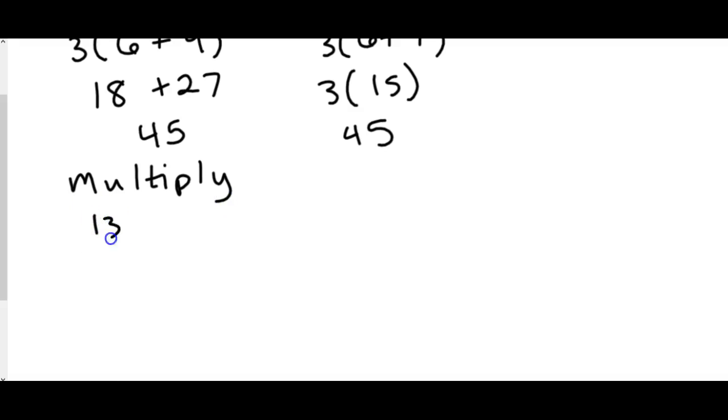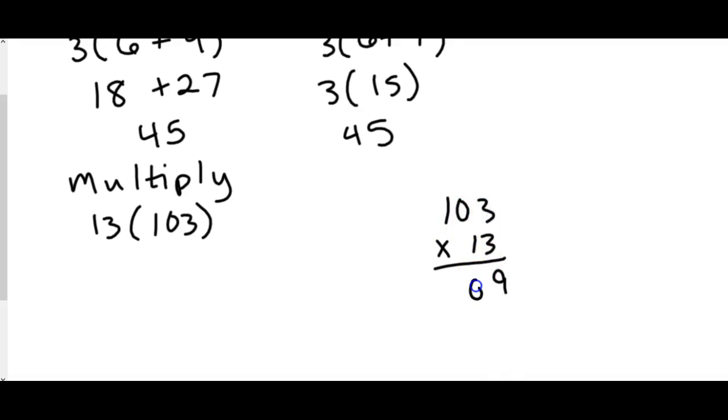Let's say we're multiplying 13 times 103. Now doing that old school, you'd go over here, go 103 times 13, line it up, you'd do 3 times 3 is 9, 3 times 0 is 0, 3 times 1 is 3. Bring in your placeholder 0, 1 times 3 is 3, 1 times 0 is 0, 1 times 1 is 1. Add them together. So it can take a while.